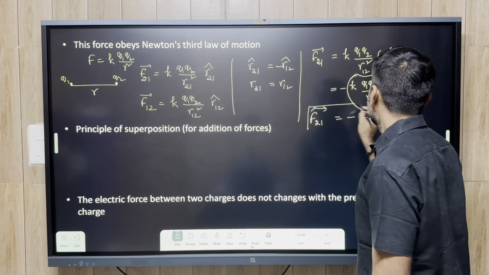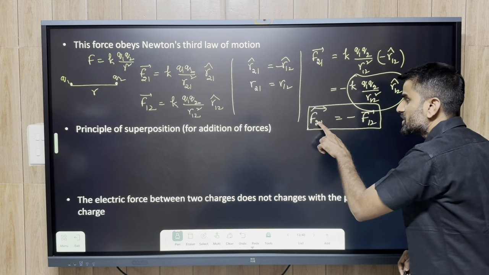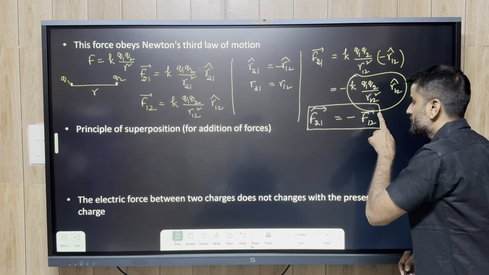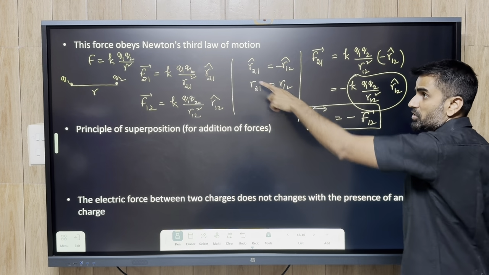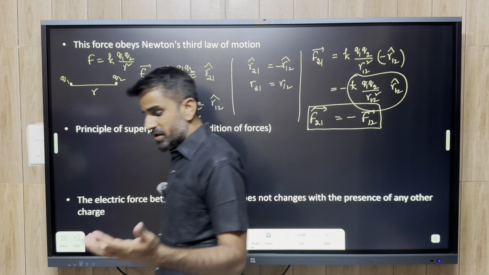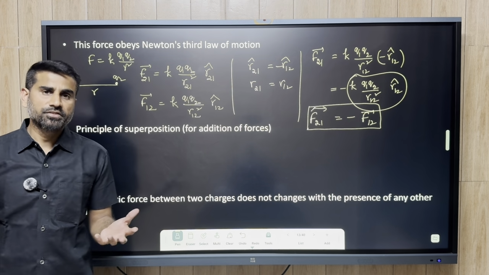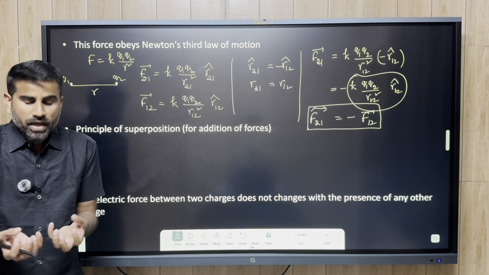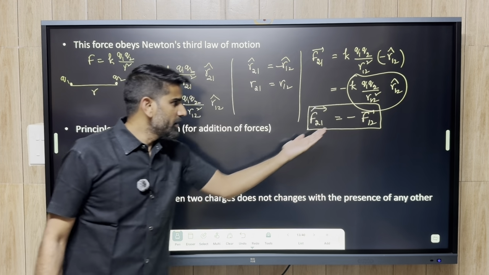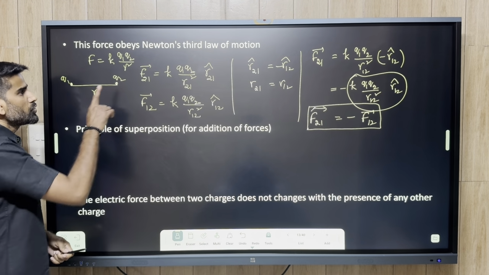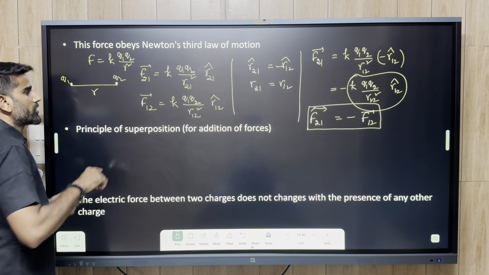That means if this is action, this is reaction. For every action there is an equal and opposite reaction. What is the third law? Newton's third law says for every action there is an equal and opposite reaction. That means two equal forces act in opposite directions on two different objects, right? The same point can be applied here: two different forces, F21 and F12.